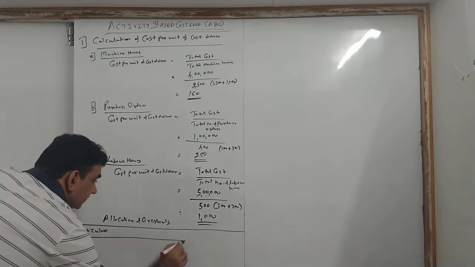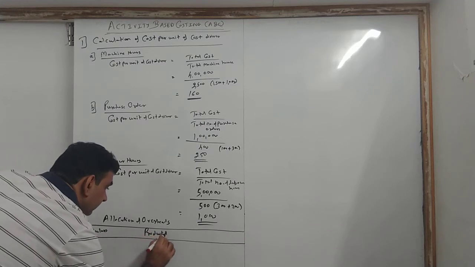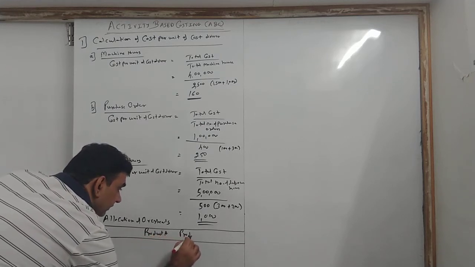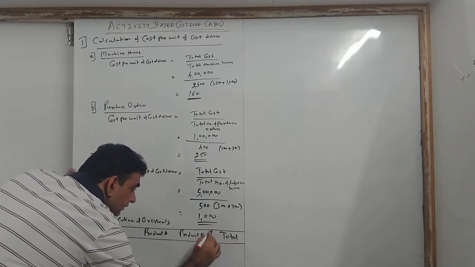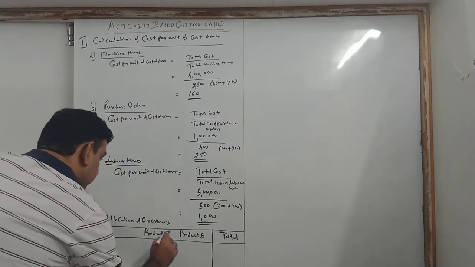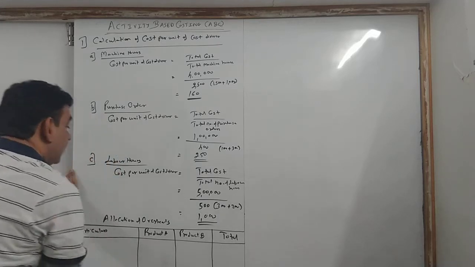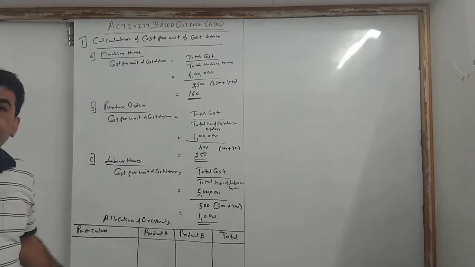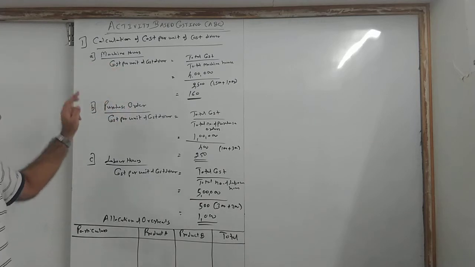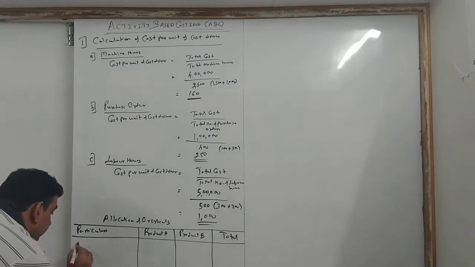Now what you will do, you will split this. Particulars, that will be my activity. Product A, product B, and total. Now understand this very carefully. This is the base of the chapter. Machine hours, purchase order, labor hours. These are our cost drivers. Let's take one by one.